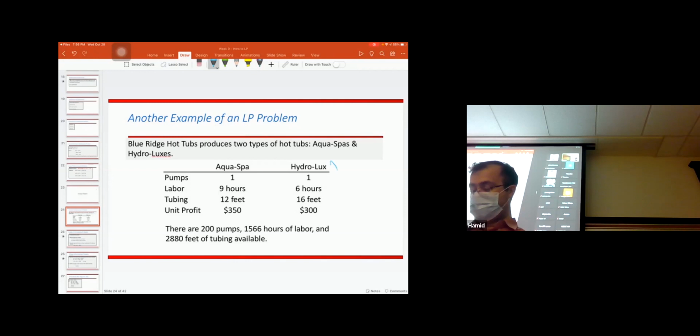So we just said this one is X2, this one is X1. So if I decide 10 X2, how many feet would be taken from my resource? 160, yeah, 160 feet would be taken from your tubing resources.